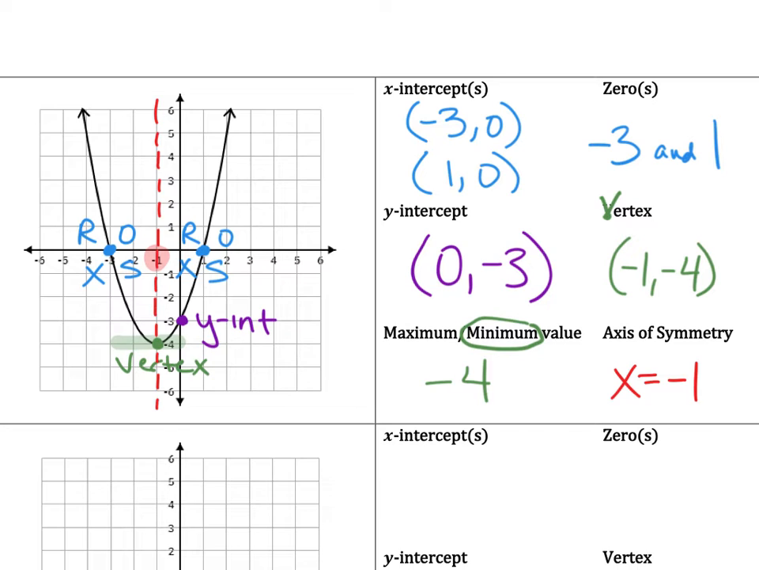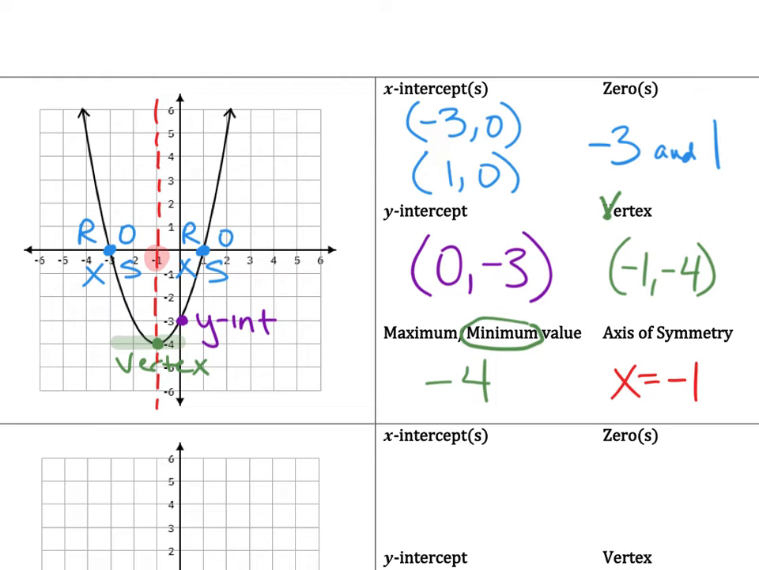If you answer just -1, that's wrong. It's an equation. It has to say x equals and then that number, or else it is wrong. Now, why is it x equals and not y equals? Because it's going through the x-axis. It is also a vertical line, and vertical lines start with x equals.